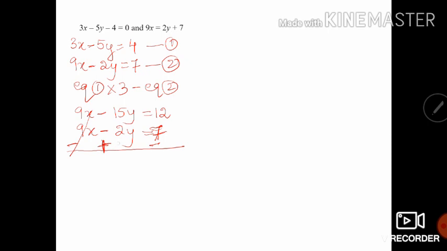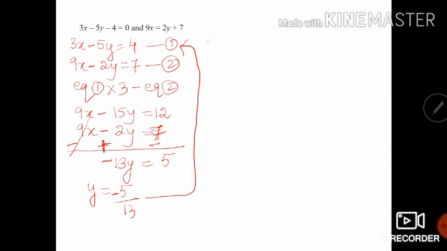Minus 15 plus 2y will give us minus 13y. 12 minus 7 will give 5. So y will be equal to minus 5 on 13. Now substituting this value of y in any one equation. So let's substitute in equation 1.